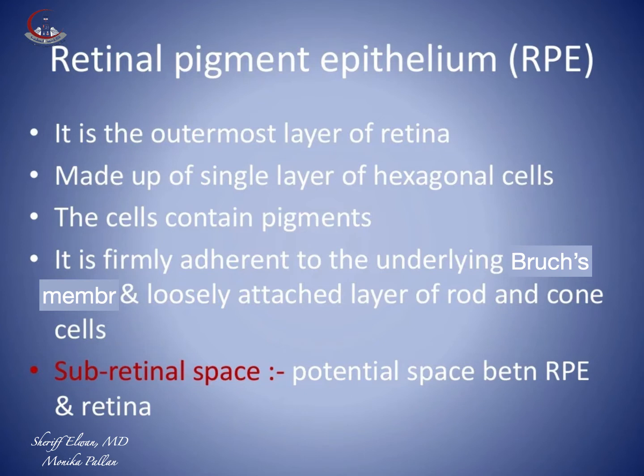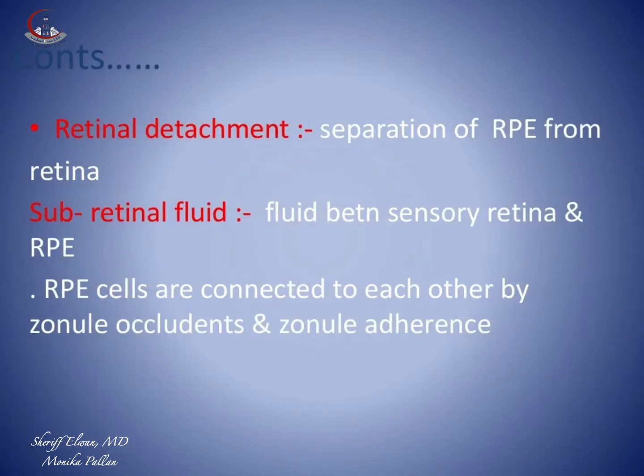It has got the subretinal space, which is the potential space between the retinal pigment epithelium and the retina. And actually, clinically speaking, when we say retinal detachment, that means separation of the retinal pigment epithelium from the retina, and subretinal fluid may accumulate between the sensory retina and the retinal pigment epithelium.